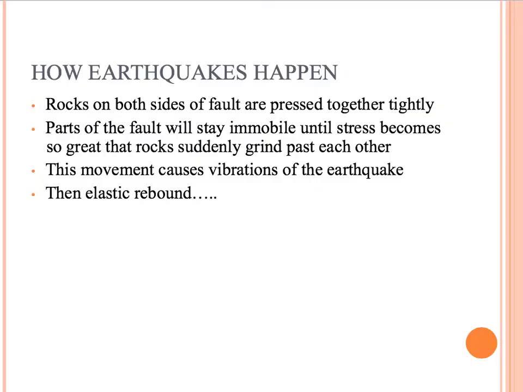All right, getting into the nitty-gritty: how earthquakes happen. We have rocks on either side of this fault line, which is just a break in the body of rock. They're pressed together tightly in any direction, so they will stay immobile until the stress becomes so great that they will just move. They will suddenly grind past each other, which will cause vibrations of the ground, such as an earthquake.